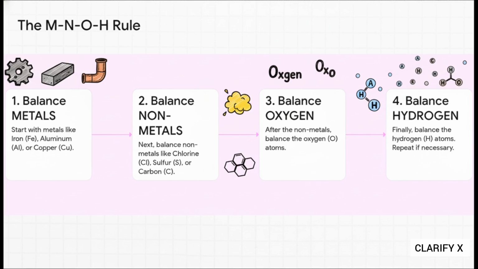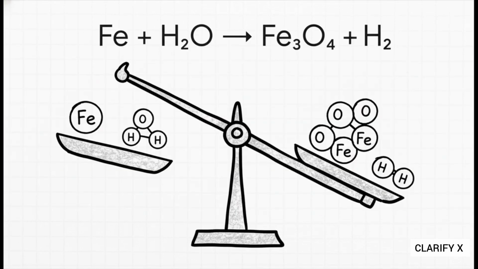Got it? Let's put it to the test. Okay, let's try it out on this classic reaction. We've got iron reacting with steam, which is just H2O, to make iron oxide and hydrogen gas. Now, you can see right away this thing is totally unbalanced. We've got 1 iron on the left, but 3 on the right. 1 oxygen on the left, but 4 on the right. It's a mess. So let's use our MnOH rule and get this sorted.